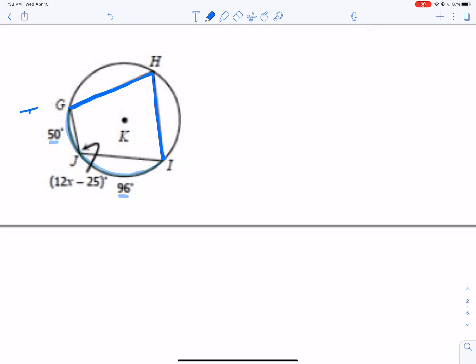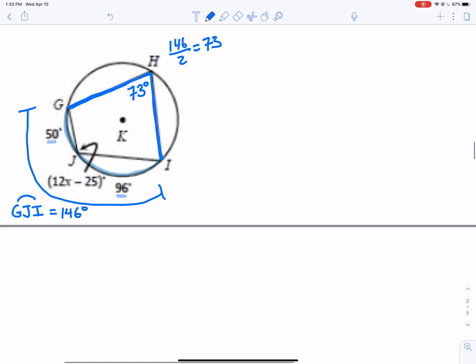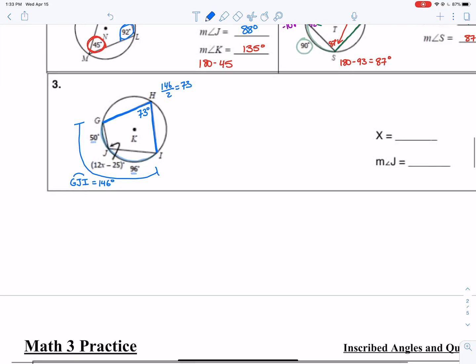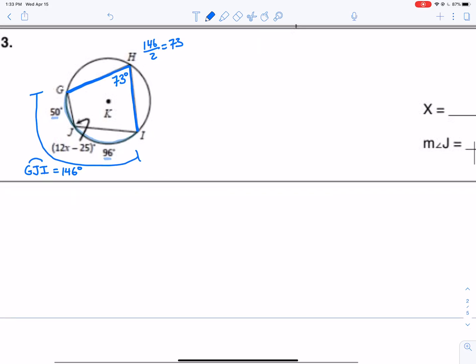So this total arc measure from G to J to I would be 146 degrees, because that's 96 plus 50. Angle H would be half of that. So we know angle H would just be 73 degrees, because 146 divided by 2 gives us 73. Now that's going to help us figure out what x is, and then we also need to figure out the measure of angle J, but now we can get there.